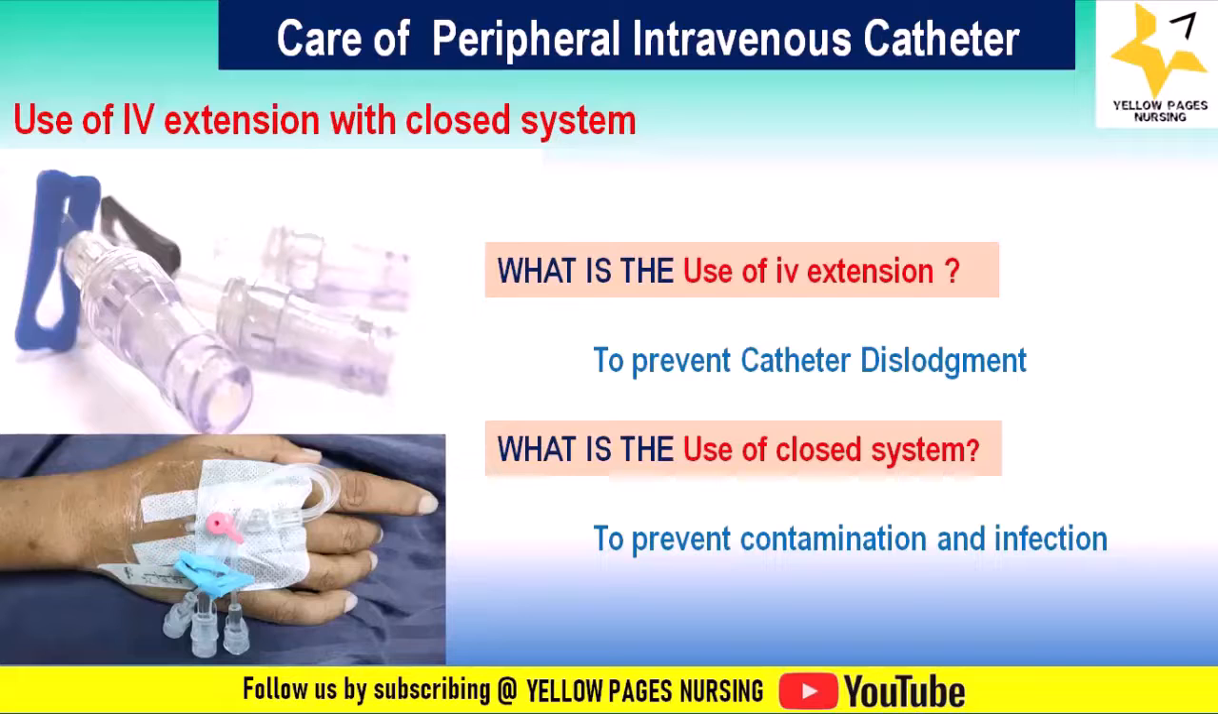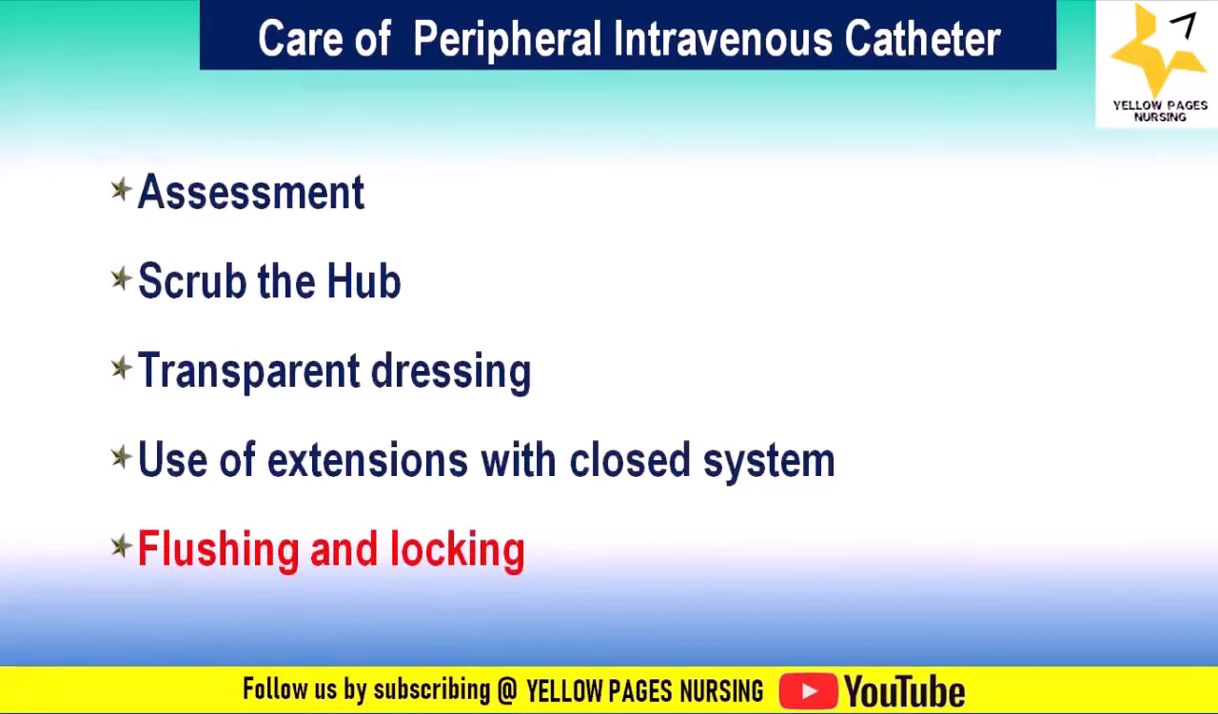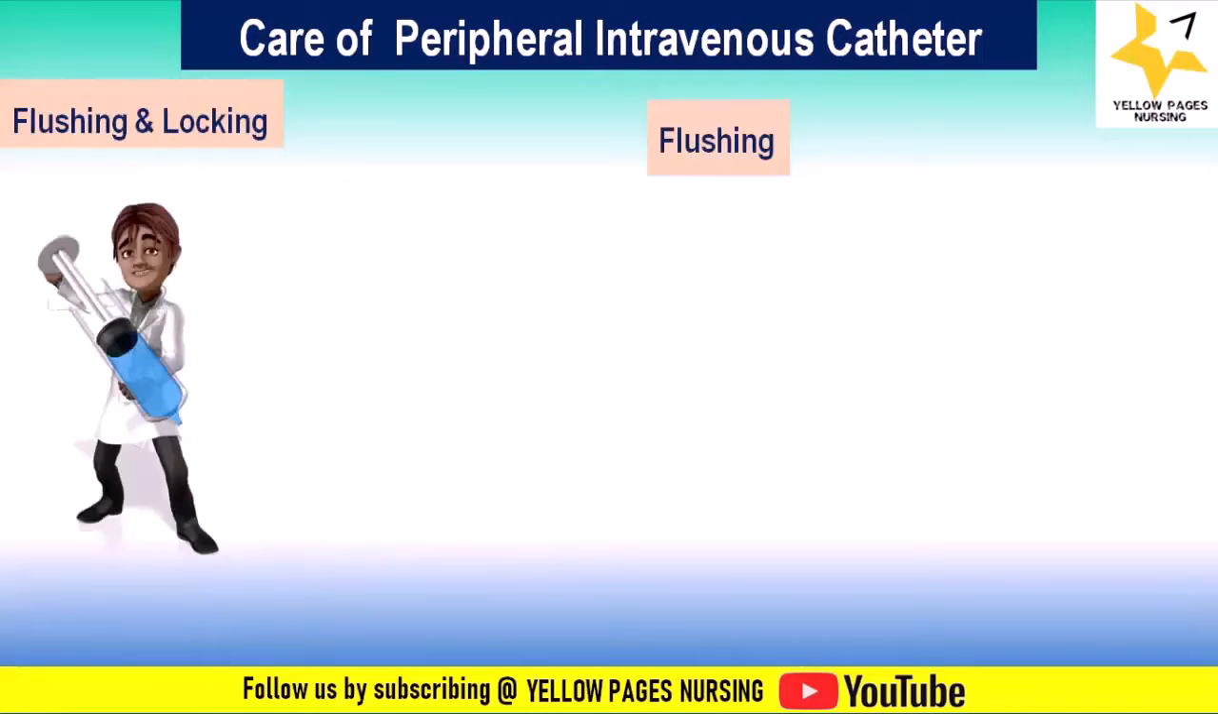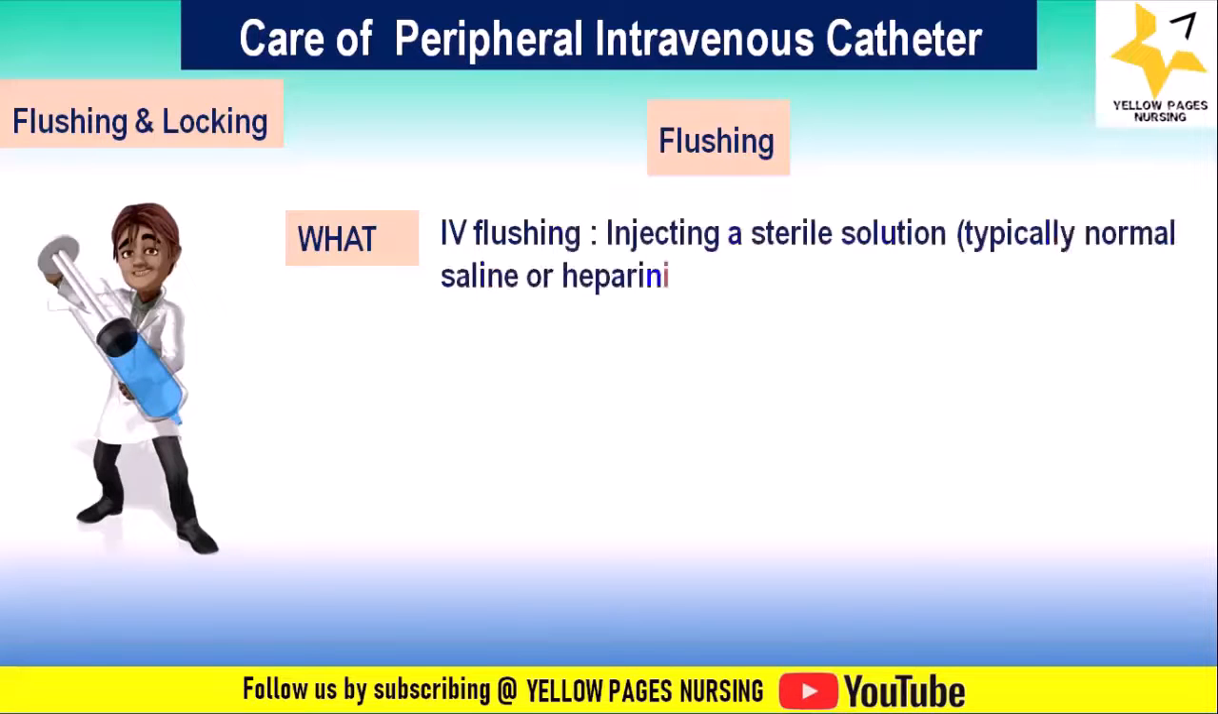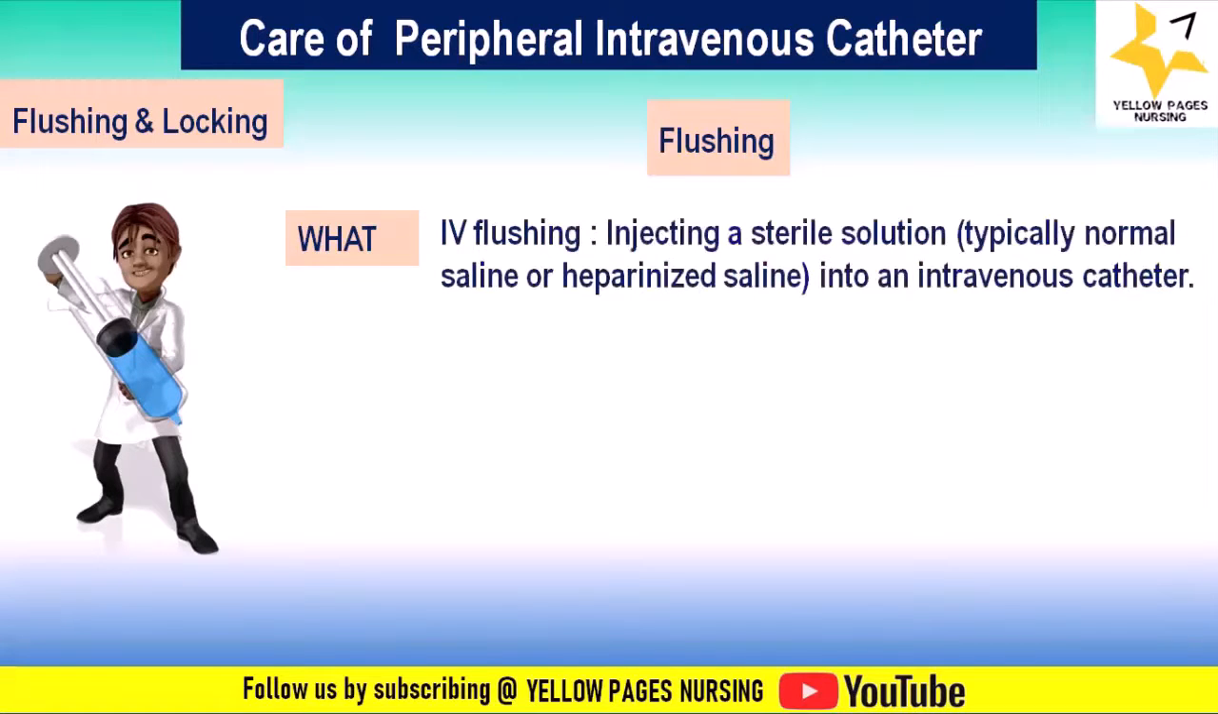And now comes flushing and locking. First is flushing. IV flushing is injecting a sterile solution, typically normal saline or heparinized saline, into an intravenous catheter to clear medications, blood, and blood products out of an intravascular device and into the bloodstream.